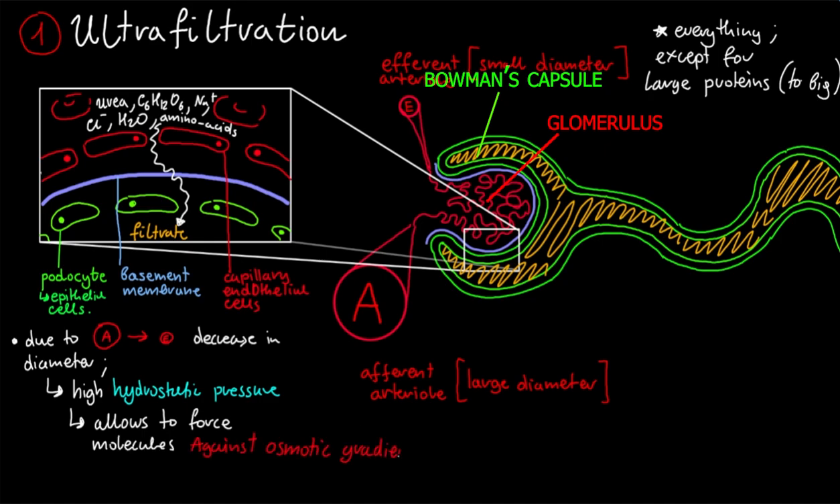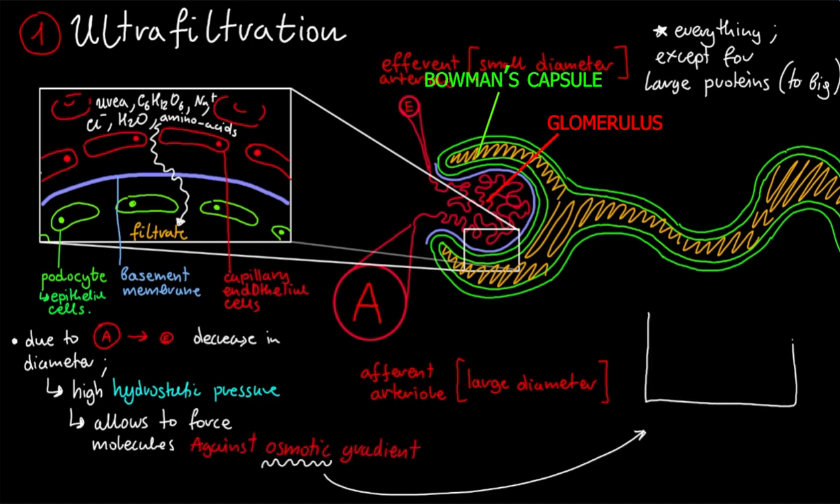So we are left with everything in the filtrate except for big proteins and red blood cells. In the next step you will see how all the glucose is reabsorbed.